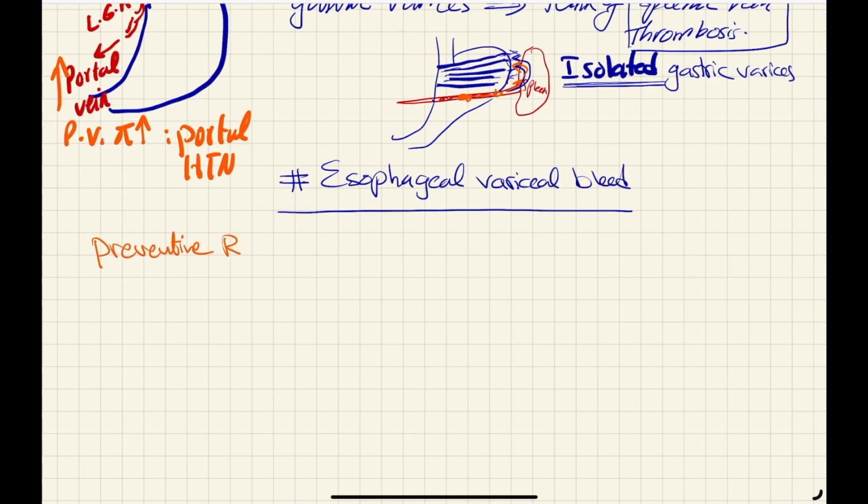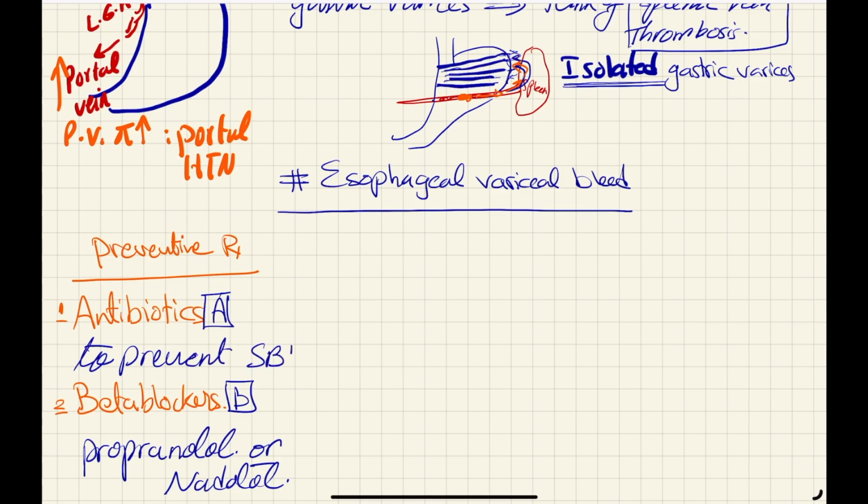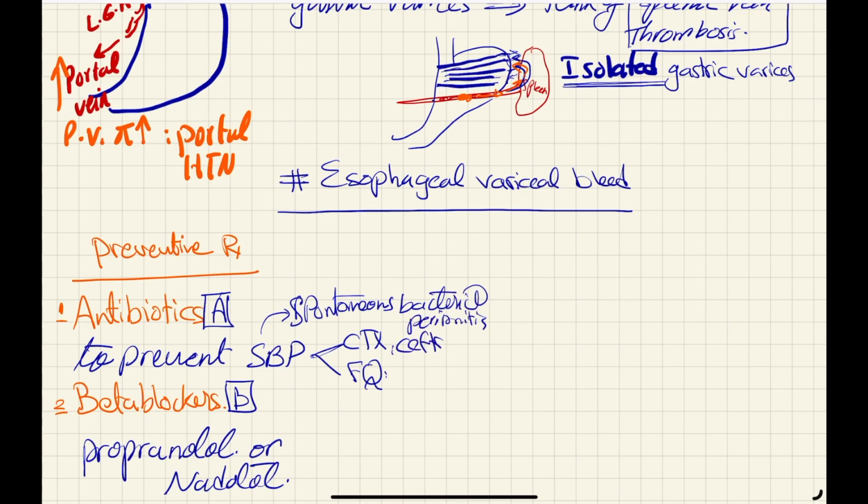Regarding the esophageal variceal bleed, for the treatment we do preventive treatment and acute treatment. For the preventive, remember A and B. A for antibiotics and B for beta blockers. We give antibiotics to prevent spontaneous bacterial peritonitis. We give ceftriaxone, fluoroquinolones, levofloxacin, ciprofloxacin. For the beta blockers, we give propranolol or nadolol.